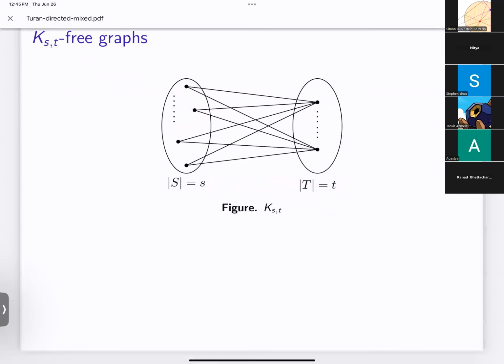But to tell you a little about what we do know about this problem, let me recall the complete bipartite graphs. The complete bipartite graph K_{s,t} just says I have s vertices on the left, t vertices on the right, and then I connect all the pairs of vertices in different parts. This graph is bipartite. It has chromatic number 2, because I can color S red and T blue, and then all of my edges have exactly one red and one blue endpoint.